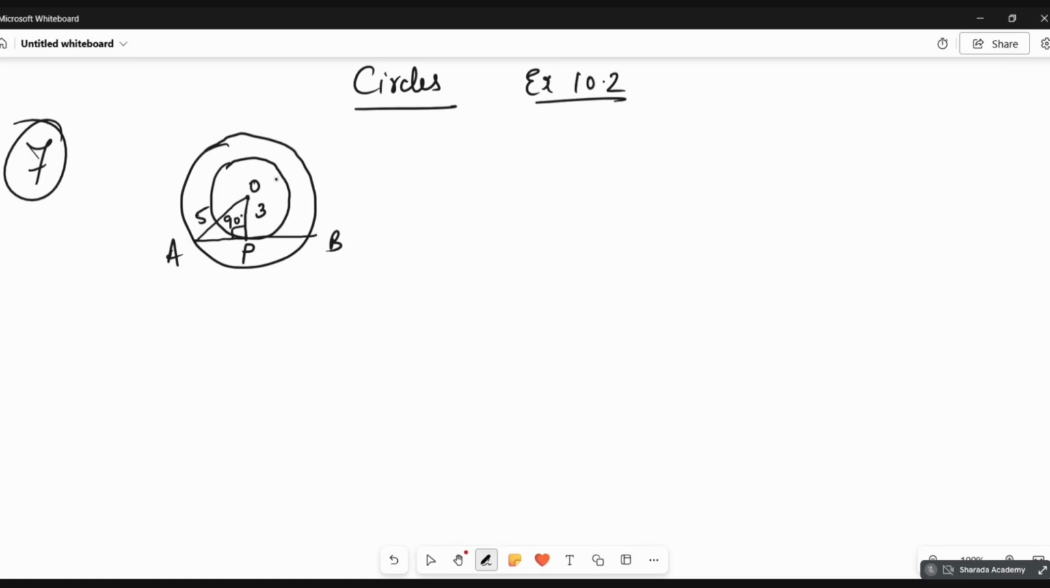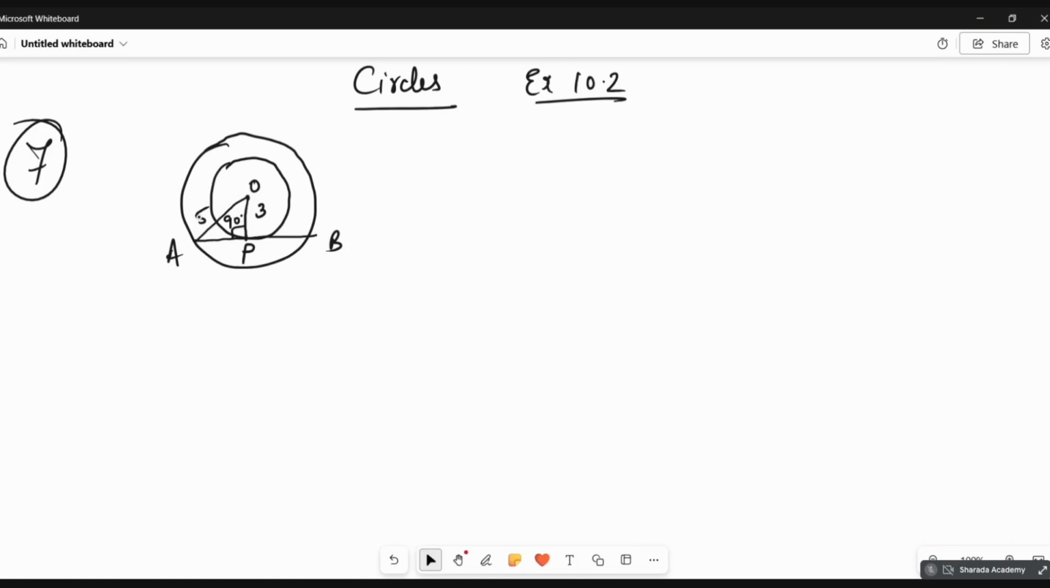Now AOP will make a right angled triangle. AOP is a right angled triangle. And AP you can find by Pythagoras theorem. And AB is equal to 2 times AP.